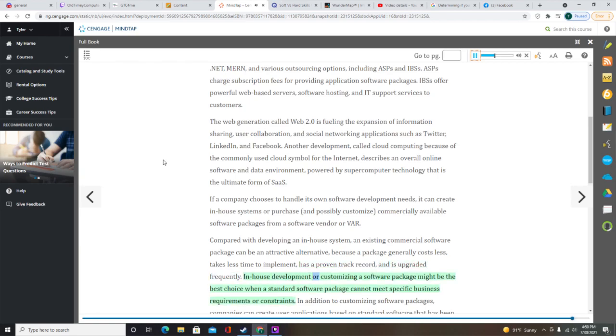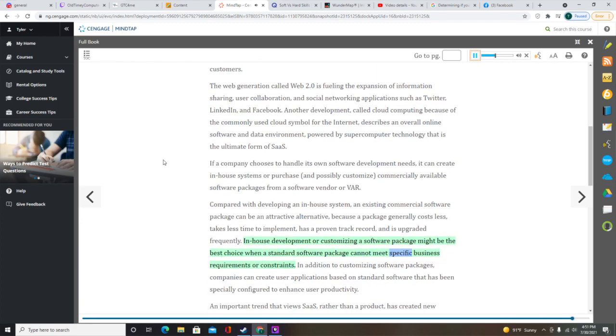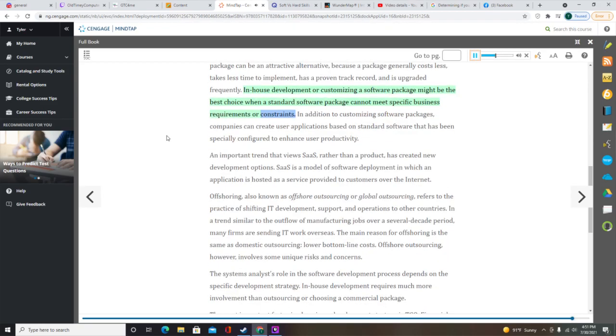In-house development or customizing a software package might be the best choice when a standard software package cannot meet specific business requirements or constraints. In addition to customizing software packages, companies can create user applications based on standard software that has been specially configured to enhance user productivity. An important trend that views SaaS as a service rather than a product has created new development options.